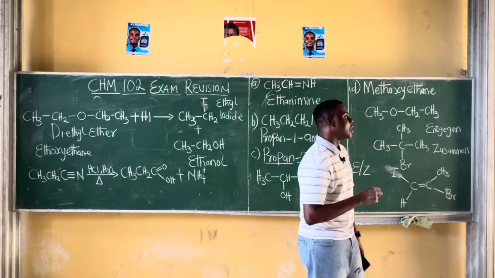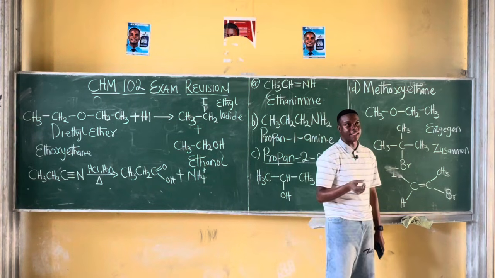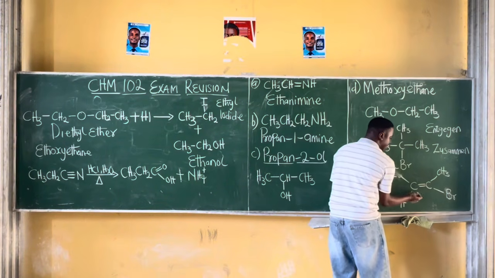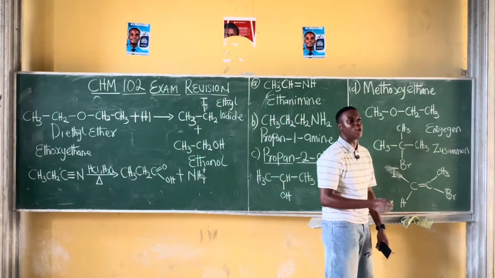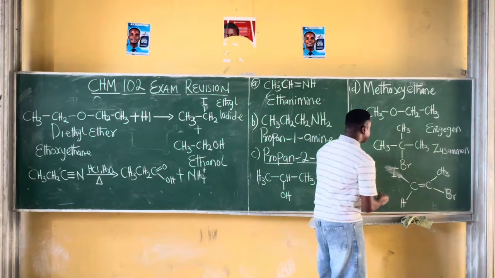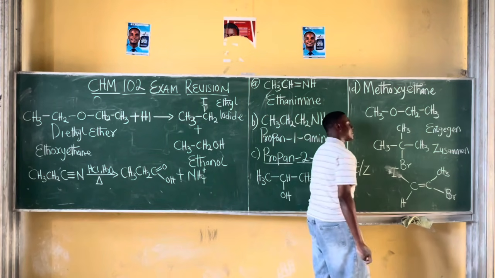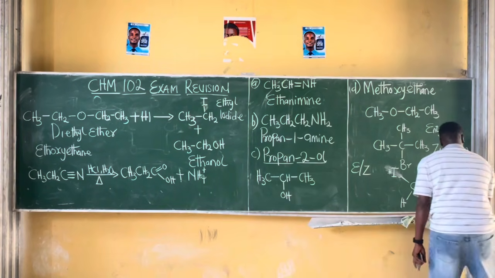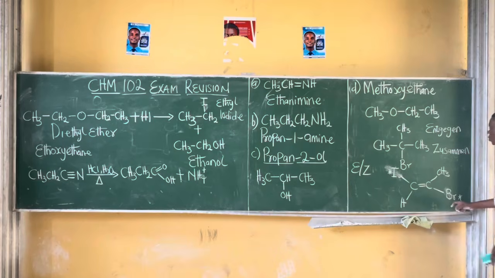Now, the Cahn-Ingold-Prelog priority simply means for each of the carbons, in this case this carbon and this carbon, we are going to identify the group of higher priority. In this case, iodine has a higher priority than hydrogen. You can see it here, right? Then in this case, bromine has a higher priority than the methyl group. You can see it. So since the iodine and bromine are on opposite sides, we are going to name it using the E naming system. Okay?